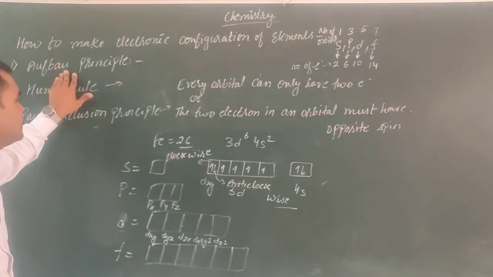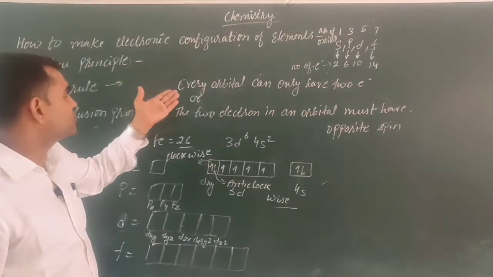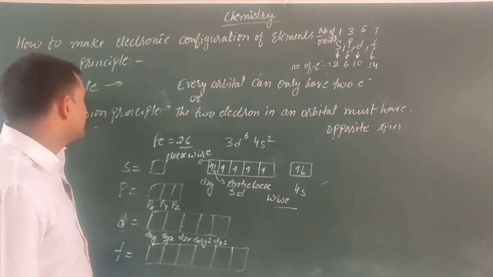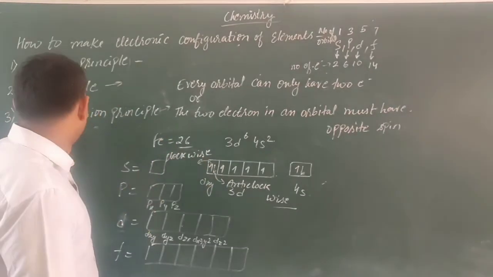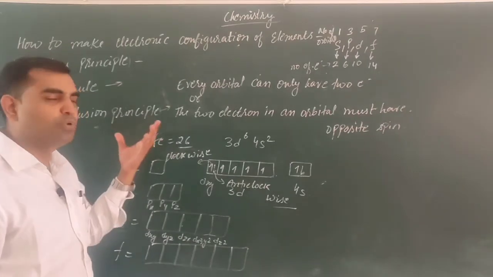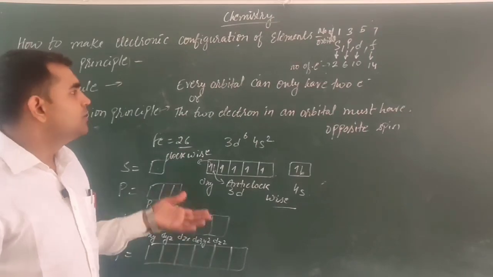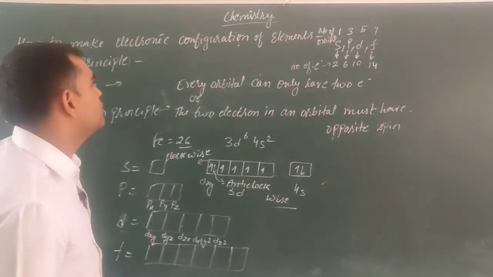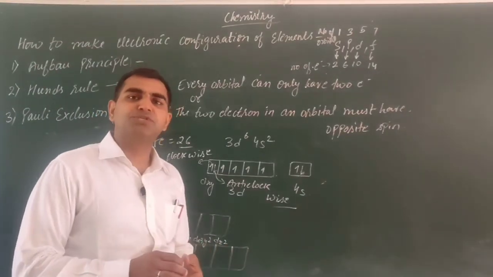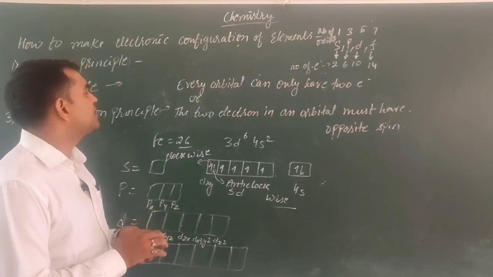The Aufbau principle gives us the basic formation for the electronic configuration. Hund's rule tells us about the filling of electrons in the orbitals, and the Pauli exclusion principle sets the number of electrons and their orientation in an orbital. So I think now you all know how to make the electronic configuration of elements. There are some exceptional cases also, students, in the d orbital, which we will study in the next class.